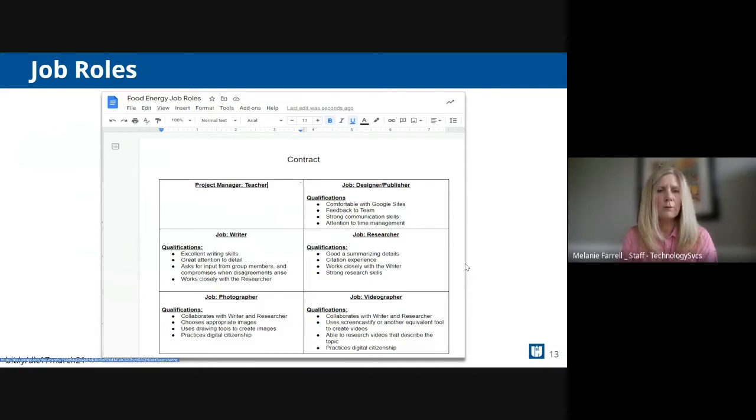So when Paul reaches out to his students and talks about these different jobs, they can look at the qualifications and they can see where their strengths and weaknesses are and what job they might choose. This is a great piece of buy-in for these students because it's almost like they're applying for this job. And so this is their part in the project.